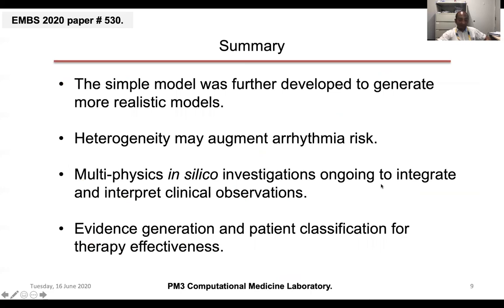And so the summary is that, having worked with a simple 2D model, we have now extended our study into three-dimensional cases. What I have not shown here is that there is a patient-specific, realistic whole heart simulation study ongoing. Of course, heterogeneity does augment arrhythmia risk, as has been shown by multiple previous simulation studies.